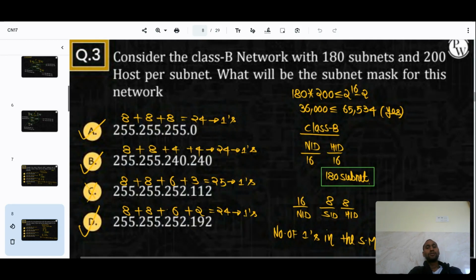For 180 subnets we need 8 bits, so we choose 8 bits from the host ID. So the host ID is 16 minus 8, that is 8 bits, the subnet ID is 8 bits, and the network ID is 16 bits. So the number of ones in the subnet mask is network ID plus subnet ID, that is 16 plus 8, that is 24. If there are 24 ones, then the option is correct, otherwise it is a wrong option.